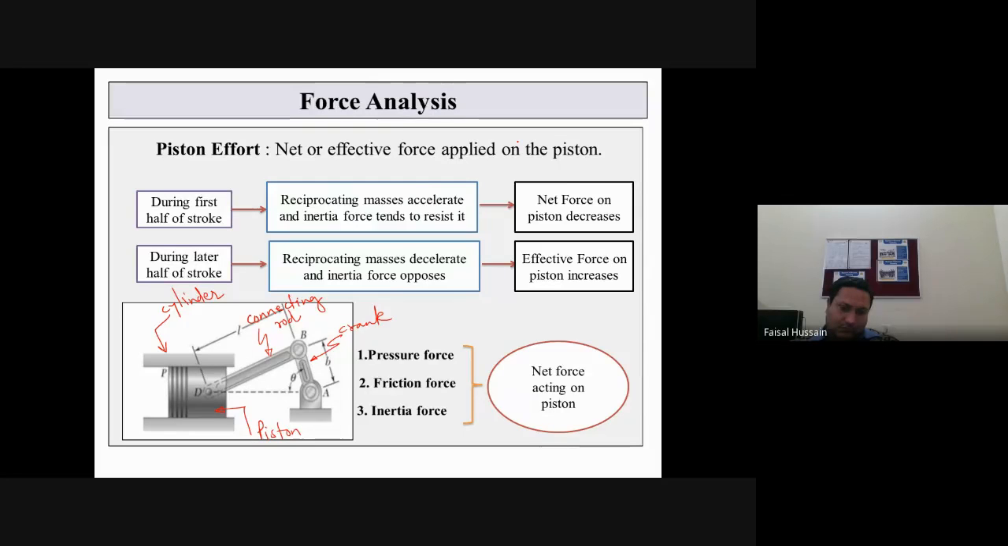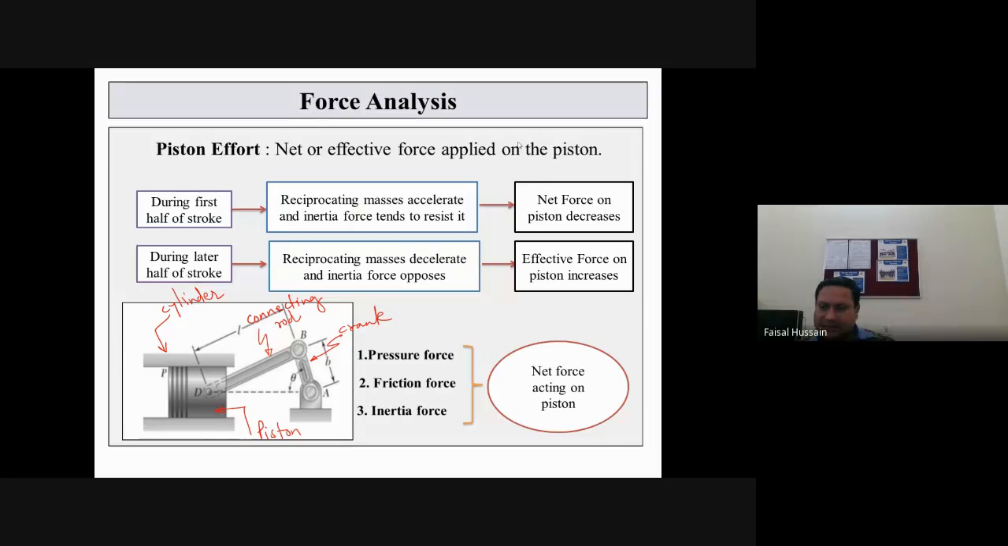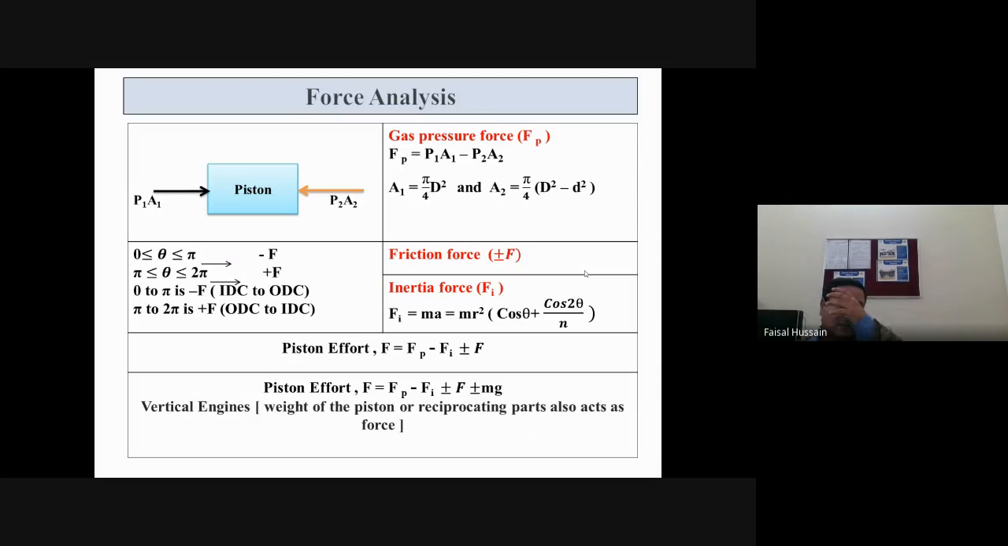So let us see that in force analysis: what is pressure force, what is friction force, and what is inertia force. Here we have studied the concept of net force, when the net force increases on the piston and when it reduces on the piston. Now let us see what the pressure force, friction, and inertia force are.